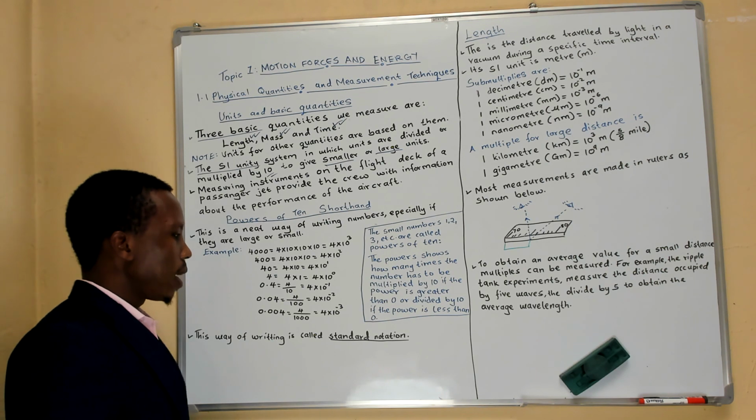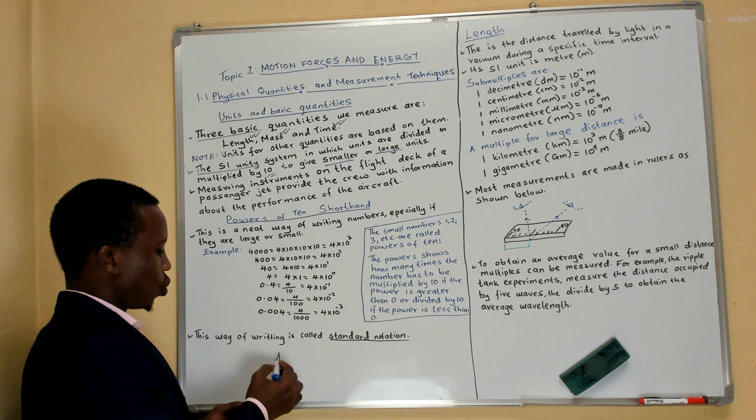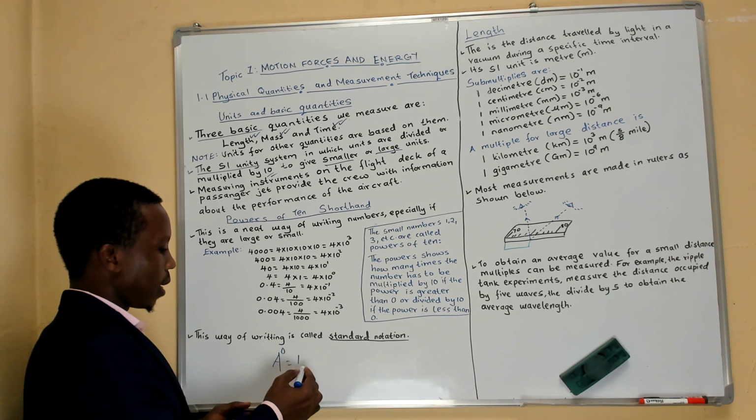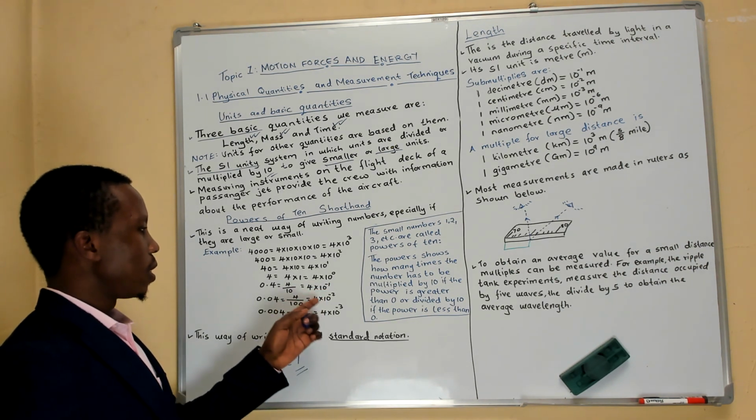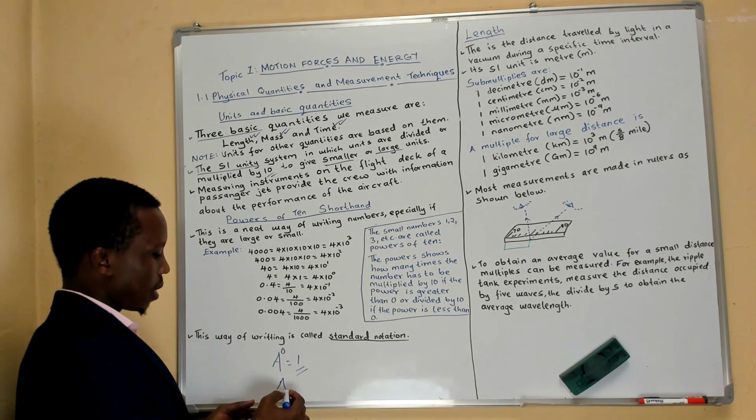And remember that any value raised to power 0 is always 1. So 10 power 0 is the same as 1, and 1 times any other number is just that number.